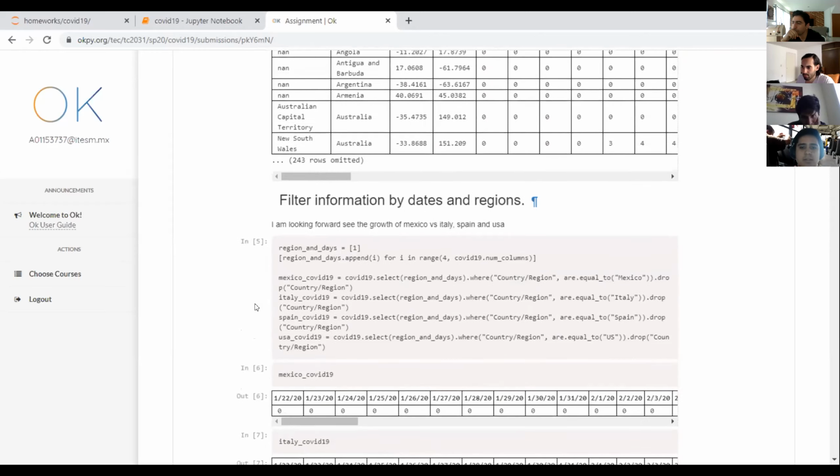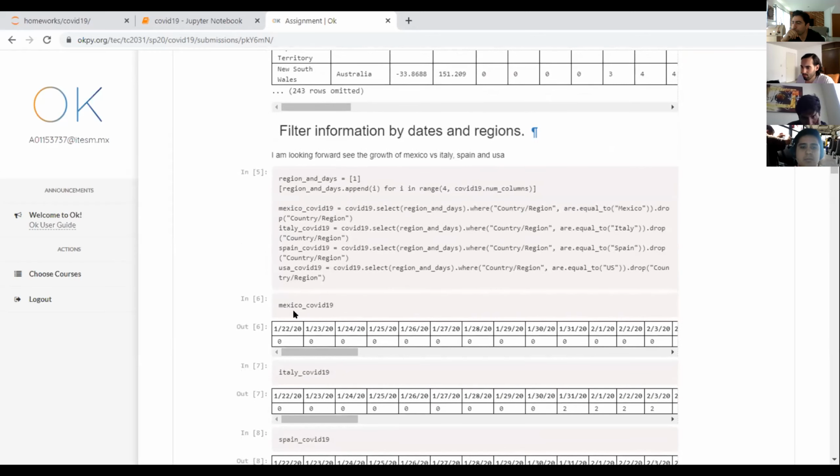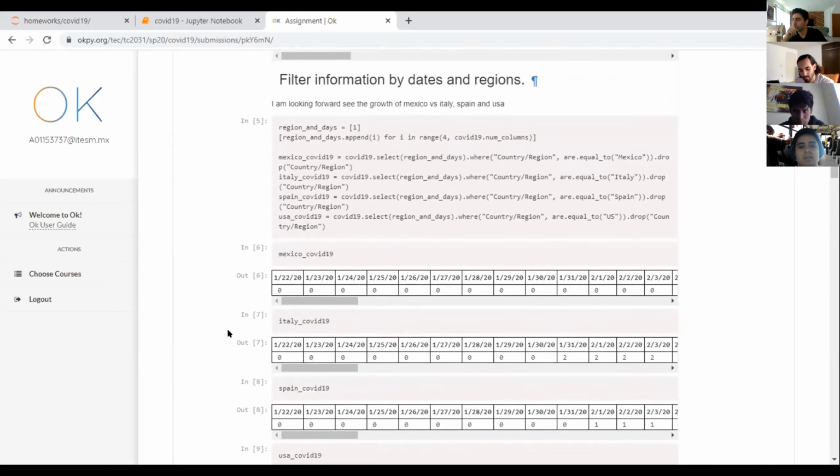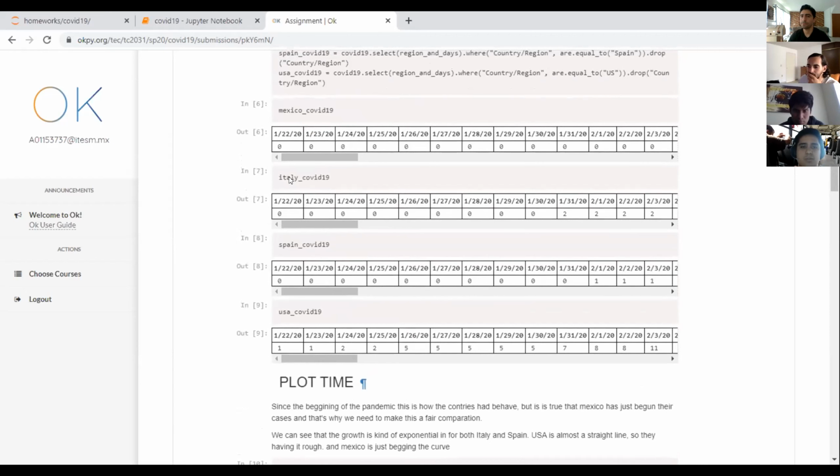So the first thing we did in this part was to separate each country and each history of cases. This is only going to be the confirmed cases, not the deaths. And we are going to use 4 countries: Mexico, Italy, Spain, and USA. I decided not to use China in this comparison because I think this information is more reliable than the one that we got from China.